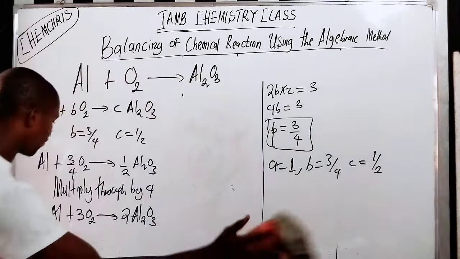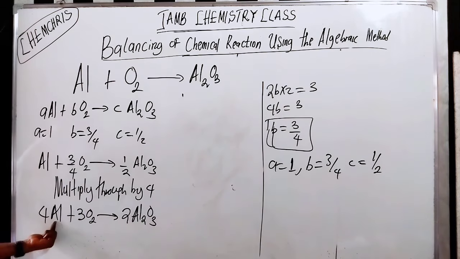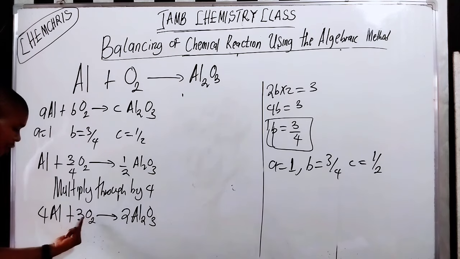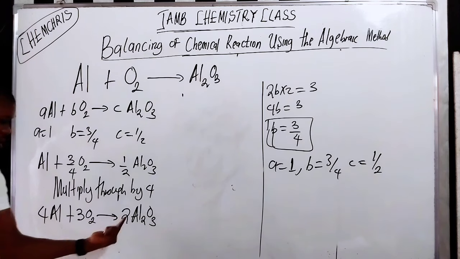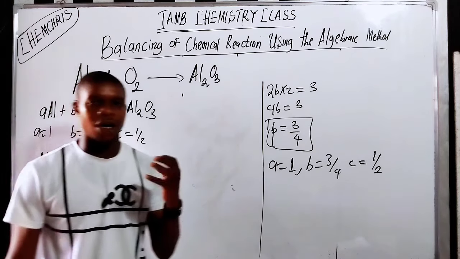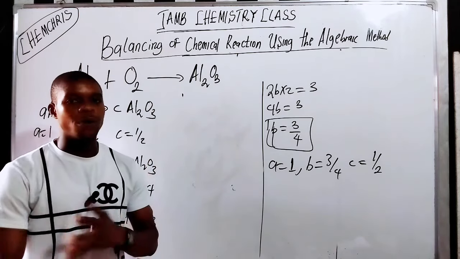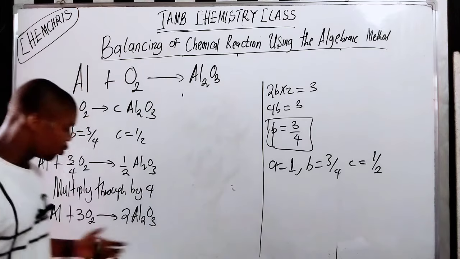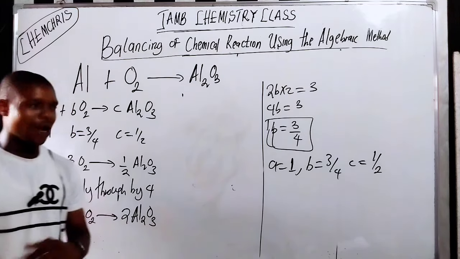So if you check it, you find that it's correct. How many aluminum do I have here? I have 4 aluminum. How many aluminum do I have here? I have 4 aluminum. How many oxygen do I have here? 3 times 2 is 6. 2 times 3 is 6, so it's balanced. The good thing about this algebraic method is that as long as the steps are accurate, the equation will be balanced.